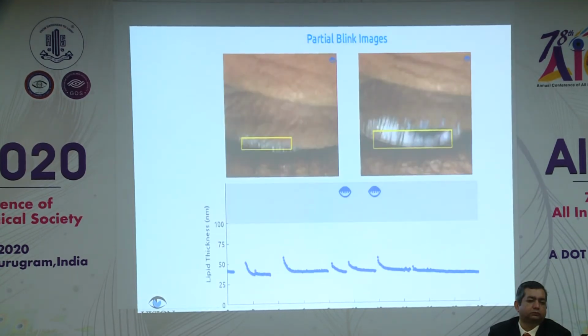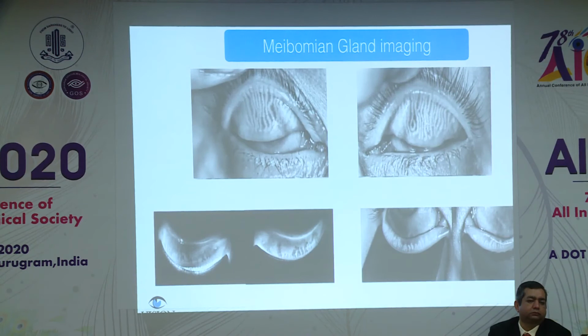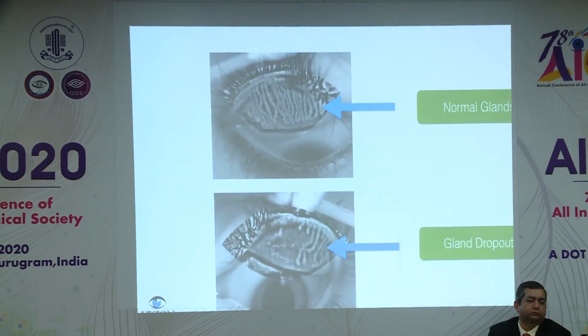And it also gives you these partial blink images, and you get these meibomian gland images. So when you have somebody like the individual on top having healthy looking meibomian glands, whereas what you have below is somebody with a lot of gland dropout. So that is somebody with probably long-standing meibomian gland dysfunction.